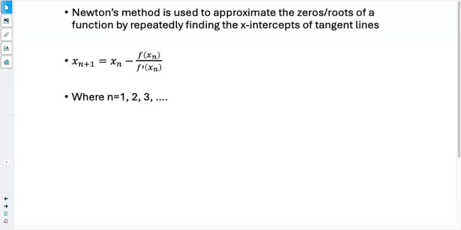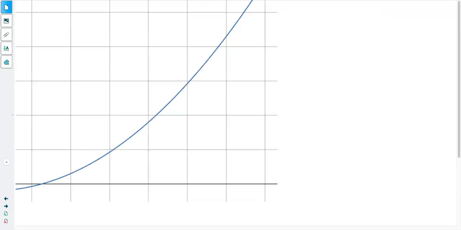With Newton's method, we approximate the zeros or roots of a function by repeatedly finding the x-intercepts of tangent lines on the original function. So we will essentially be using this equation over and over, where x subscript n plus 1 equals x subscript n minus f of x subscript n over f prime of x subscript n, where n starts at 1 and gradually increases by 1 each time, always being an integer. I'll show you what that means graphically.